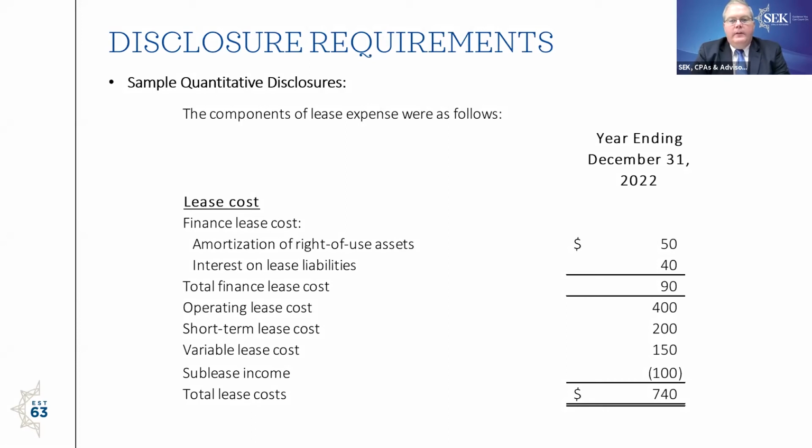So the components of lease expense is the first requirement. You can see there the lease cost is the finance lease cost of amortization of the right of use asset, and the interest on lease liabilities comes down to your total finance lease cost. Then there's also operating lease cost, short-term lease cost, variable lease cost, and then you're going to subtract off your sublease income to come down to a total net lease cost amount that is disclosed.